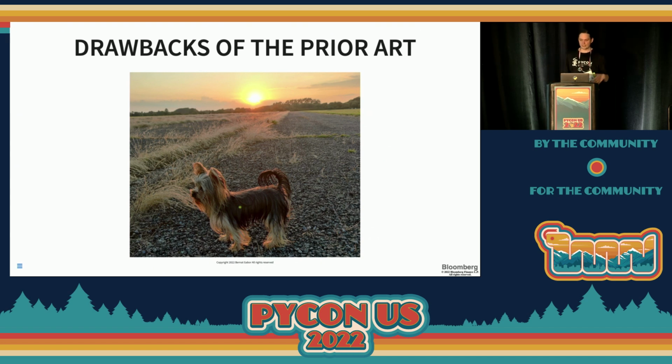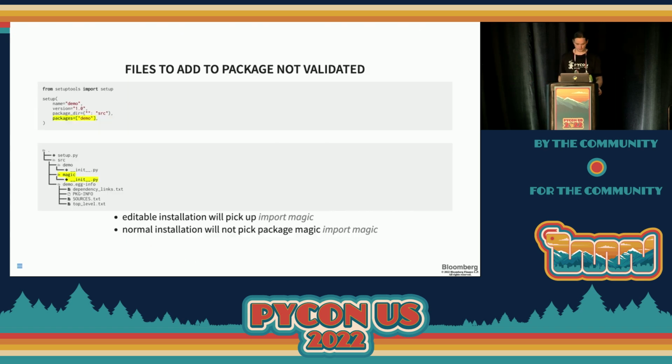But first, in order to actually understand why we had so many back and forths, I need to tell you about what the drawbacks of the prior art were, basically the problems that the previous solution did not handle, and that many people felt we should handle as a language. One of the problems is that, imagine you have a project and you want to basically include some files in your project.